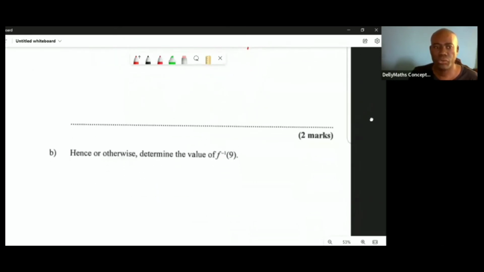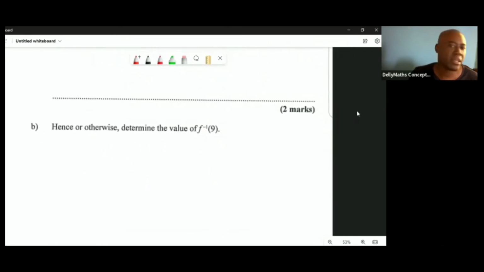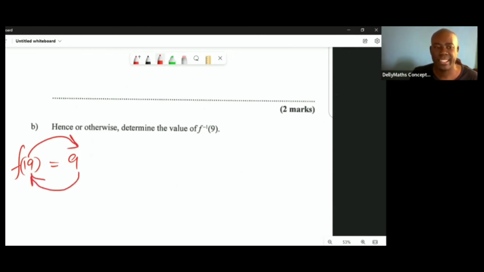All right, and let's go further. Hence or otherwise, determine the value of f inverse of 9. So we're saying f of 19 gives 9. That's what we're saying up there. Understand? f of 19 gives 9. So if f of 19 gives 9, then the inverse of 9 gives 19. All right. So definitely the answer is 19.